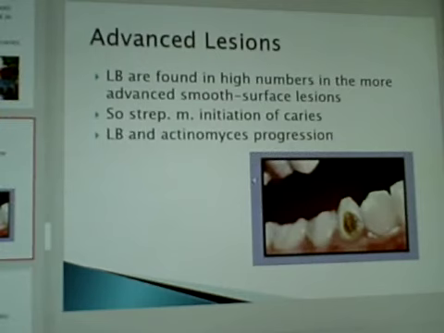In an advanced lesion, lactobacilli are found in high numbers. So again, strep mutans and strep sobrinus in the initiation of caries, and then the lactobacilli and the actinomyces in the progression of caries.